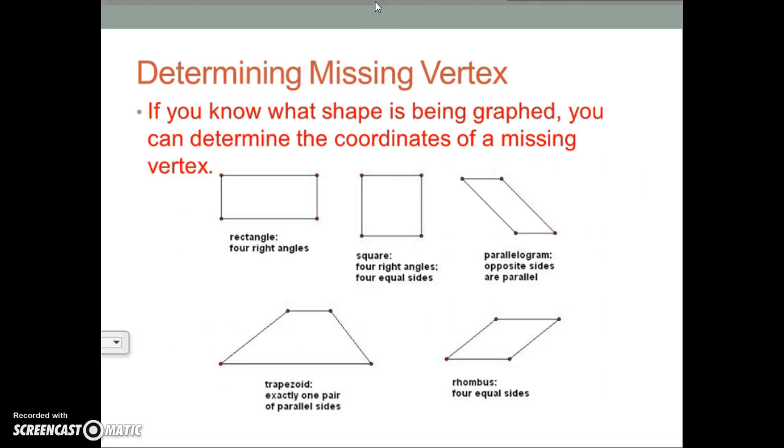So now that we know what the different four-sided shapes are, we can use those shapes and know the rules of those. A rectangle has four right angles, but one length is longer than the other. Or, for example, parallelograms, all sides are parallel, but not all the same length. We can use those rules to help us determine missing vertex points.